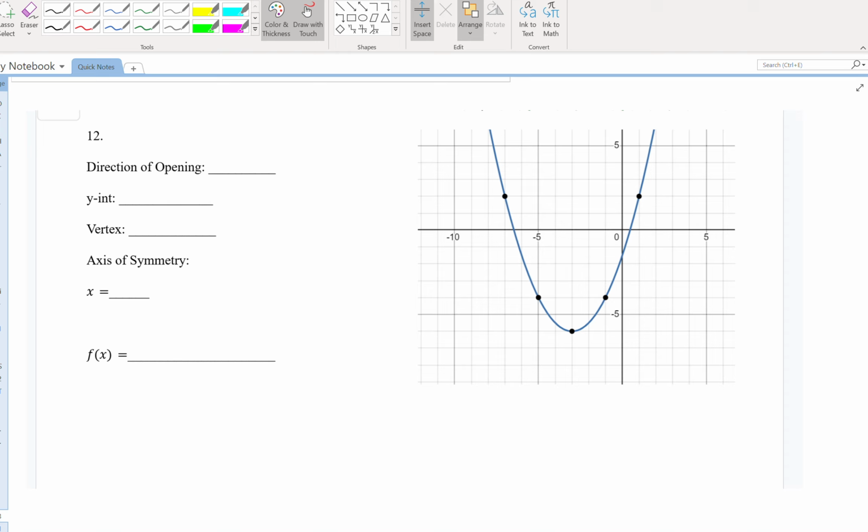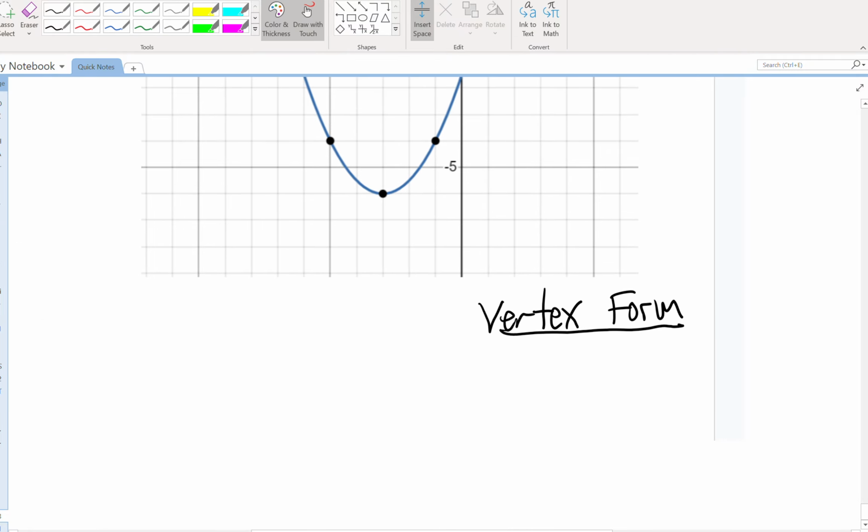Hello, welcome. This is a video explaining how, if you had a graph and you wanted to write the equation in vertex form, what would that look like? Just as a reminder, vertex form is y, or if you prefer, f of x, I'm going to leave it as y, equals a times (x minus h) squared plus k.